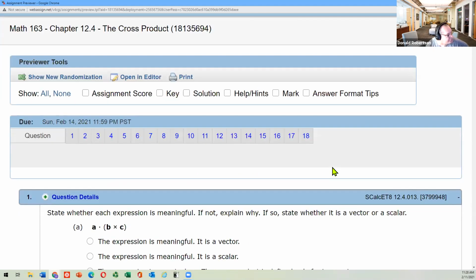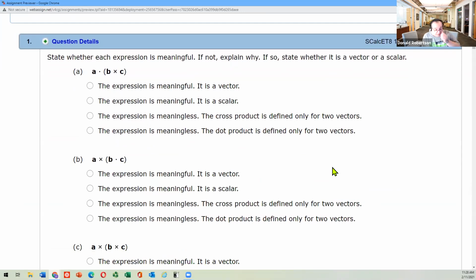So, here are some conceptual questions. It says, state whether each expression is meaningful. In other words, can you get an answer to it? And if the answer is yes or no, then you have to choose one of those. Could you get A dot B cross C? Could you calculate that? Yeah. And what would you get if you did it? Would it be a number, which we call scalars, or would it be a vector? What would A dot B cross C get you when you're finished?